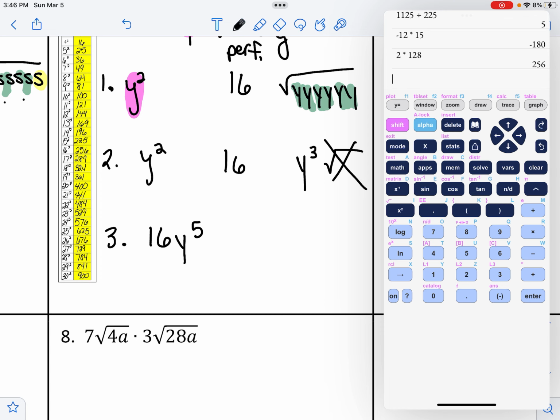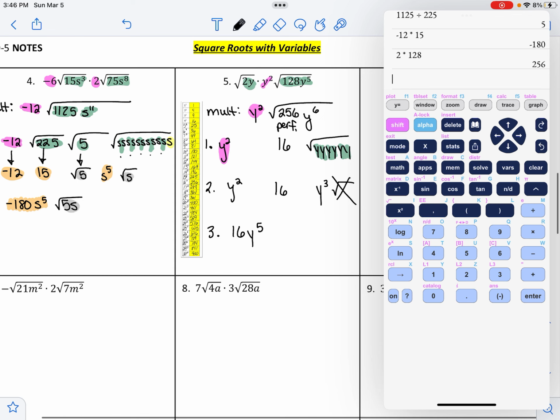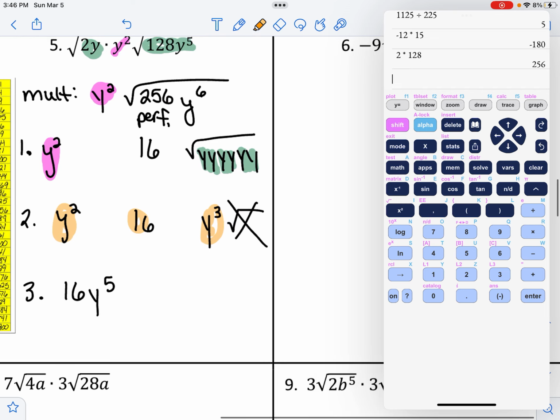So the final answer is actually just 16y to the 5th, because everything in step 2 was actually on the outside. There's nothing left on the inside for me to make gray. All right, let's try number 6.